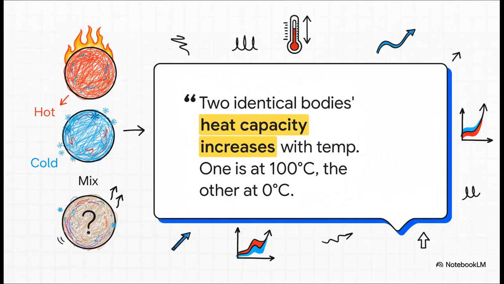All right, let's put that to the test with a more conceptual, tricky question. You've got 2 identical bodies, but here's the twist. Their heat capacity actually increases as they get hotter. So you take one that's at 100 degrees Celsius and one at 0, and you bring them together. What do you think the final temperature is going to be?